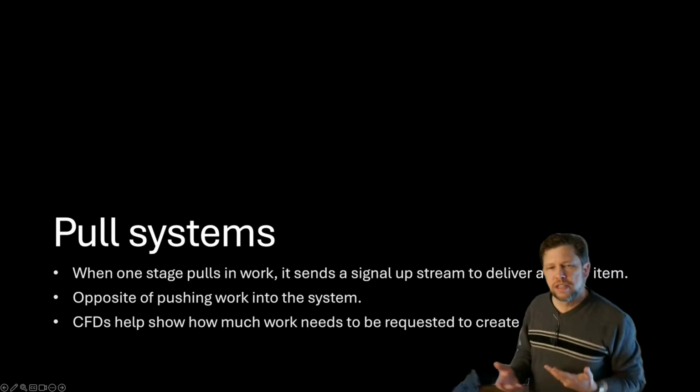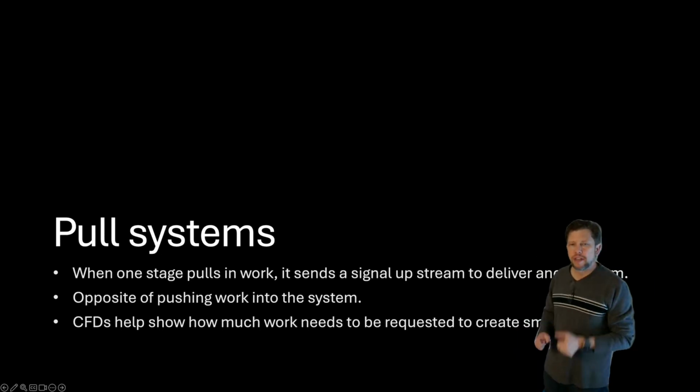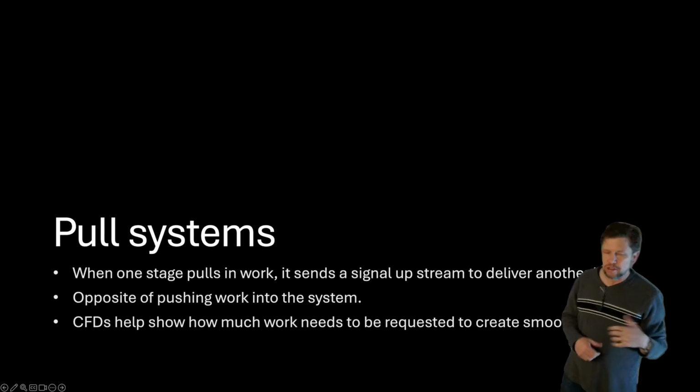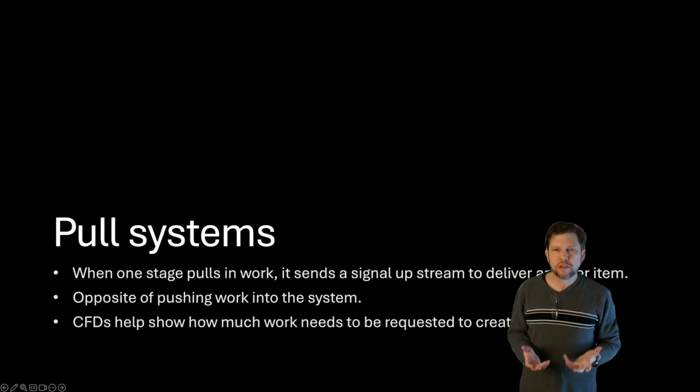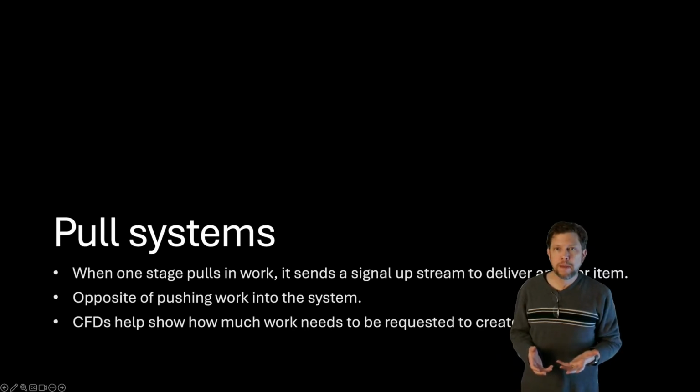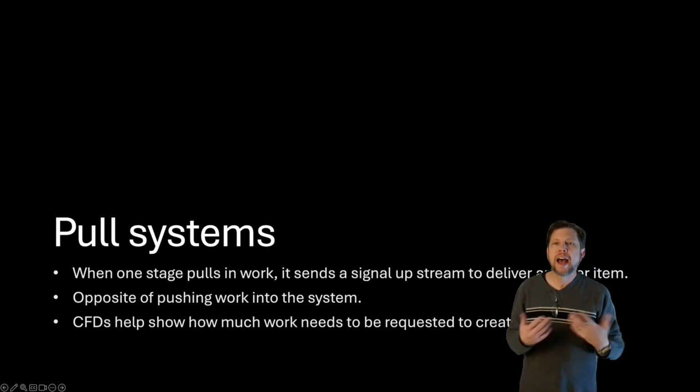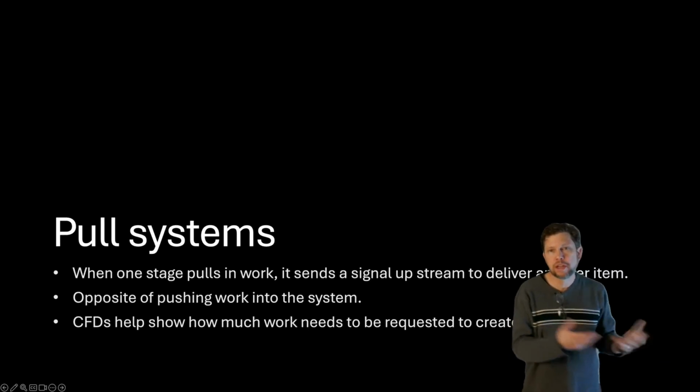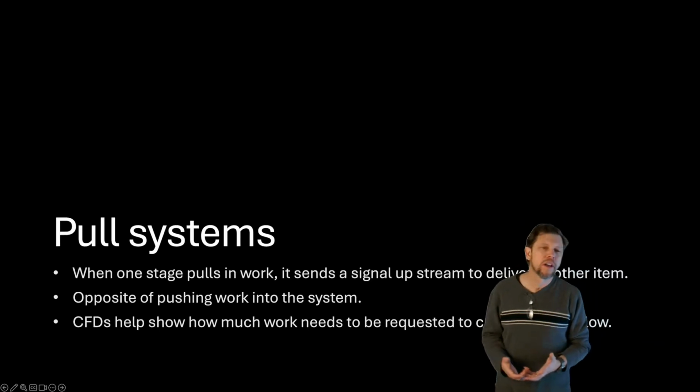So with a pull system, when one stage pulls in work, it sends a signal upstream to deliver another. In that case, if dev is working on something and they know they've got something to work on next, you wouldn't be getting people to do other BDD scenarios. You wouldn't be asking for them to work on that. You'd probably get them to come help you deliver the dev work.